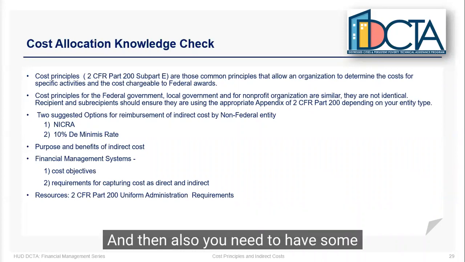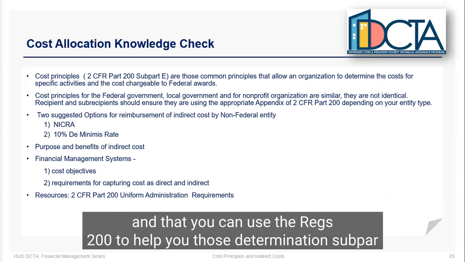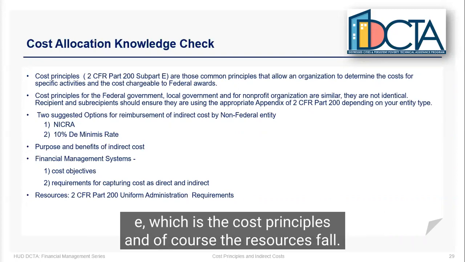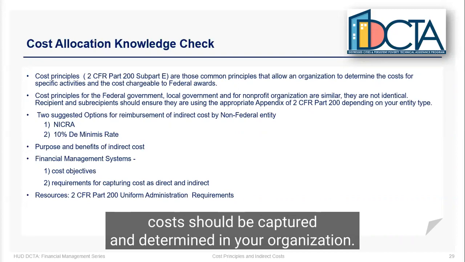And then also, you need to have some determination on how you distinguish a direct cost from an indirect cost, and you can use the regulations of 2 CFR Part 200 to help you with those determinations, Subpart E, which is the cost principles. And of course, the resources of 2 CFR Part 200 are always beneficial in allowing you to get a clear understanding of how costs should be captured and determined in your organization.